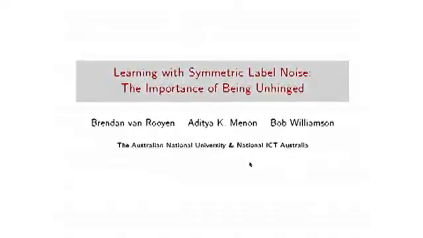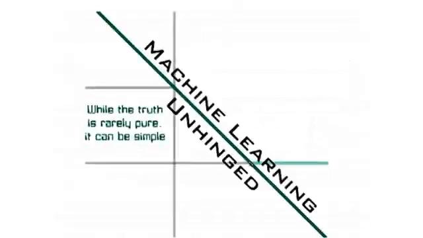What we find is that this isn't actually true at all, and in fact, to avoid the effects of symmetric label noise, you don't need to resort to these complicated non-convex procedures at all. All you need to do is take the hinge loss function from support vector machines, unhinge it, and use the linear loss function instead. The linear loss function is provably robust to the effects of symmetric label noise. And in fact, in a certain technical sense, it is the only convex loss function with this property.